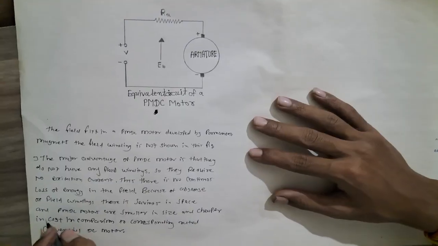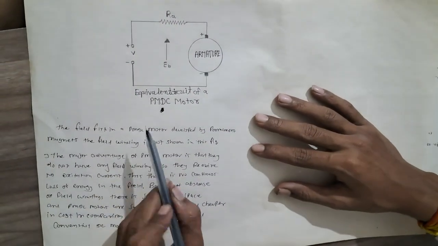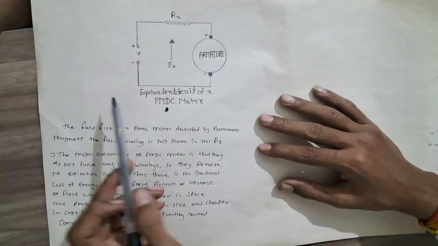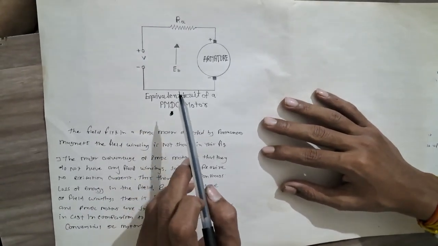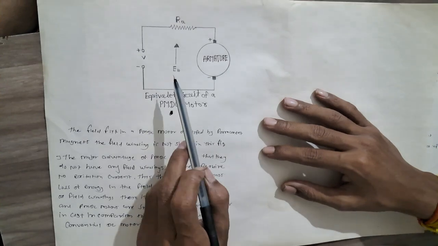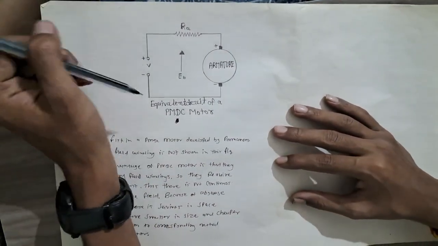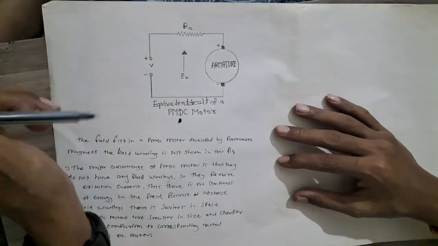The limitation of a PMDC motor is that excessive current in the armature winding may demagnetize the permanent magnets, and also the flux density produced in the air gap by permanent magnets is limited.